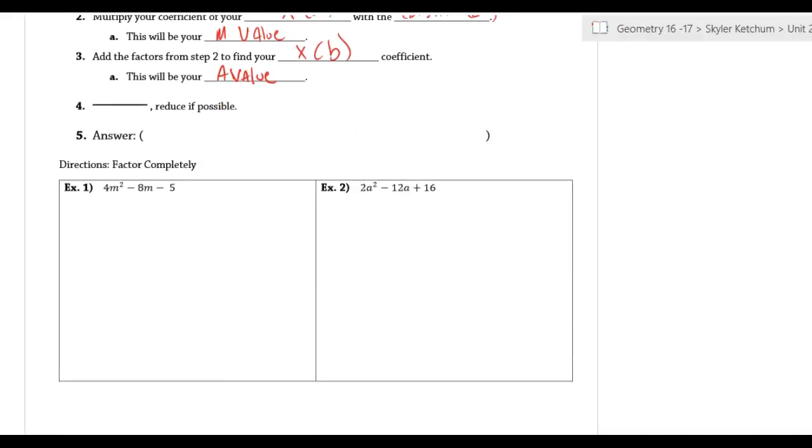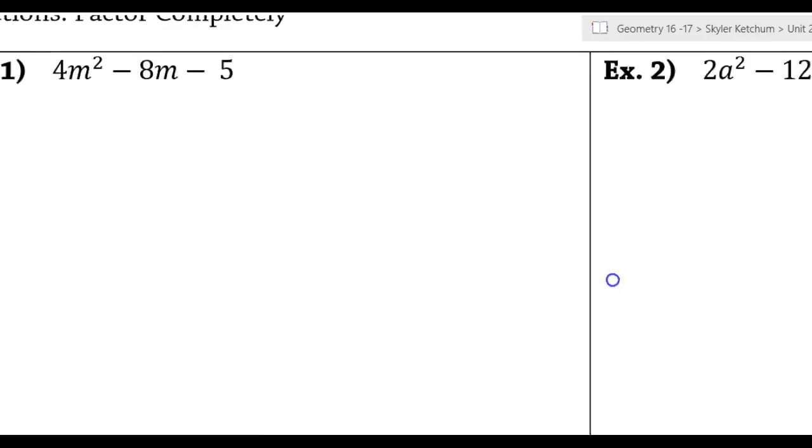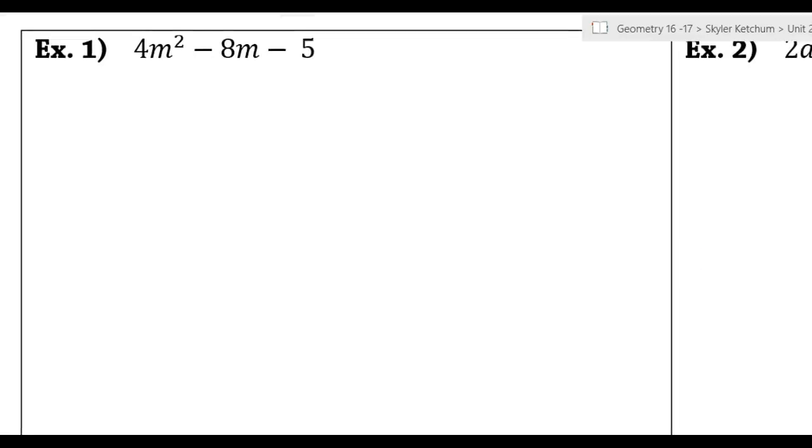So, examples. I'm going to use these first two examples, example 1 and example 4. I'm going to zoom in here a little bit to these various problems. So in example 1, I have 4m squared minus 8m minus 5. Remember, step 1, is there a greatest common factor between 4, 8, and 5? Outside of 1, there's not really.